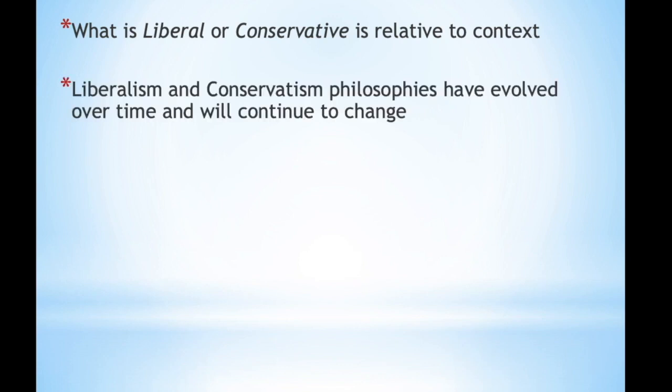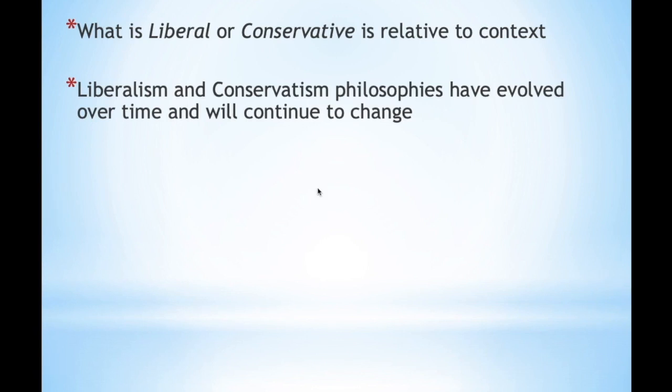Liberalism and conservatism philosophies have evolved over time and will continue to change. So just because something is liberal or conservative now doesn't mean it will continue to be that way forever. As an example, back in the 90s, same-sex marriage was viewed as a very liberal issue. But as time has gone on, same-sex marriage has become more acceptable and it's not nearly as liberal as it used to be. So liberalism and conservatism philosophies do evolve over time.